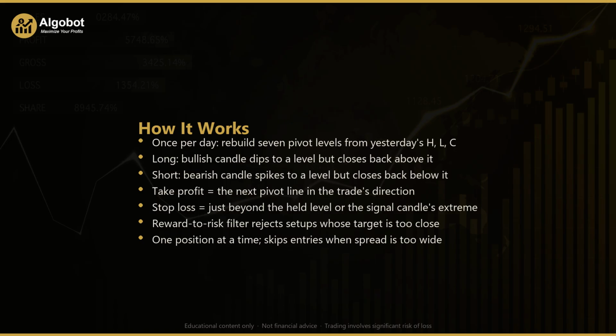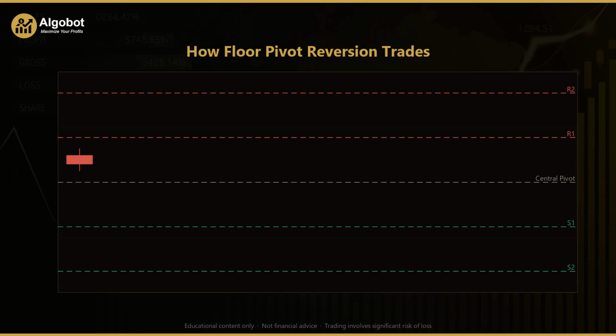And it skips brand new entries whenever the current spread is wider than your chosen limit, so it avoids trading in poor conditions. Let us watch this play out on the chart. The horizontal dashed lines you see are the static pivot levels for the day. Reading from the bottom up, we have the second and first support lines in green, the central pivot in gray in the middle, and the first and second resistance lines in red above.